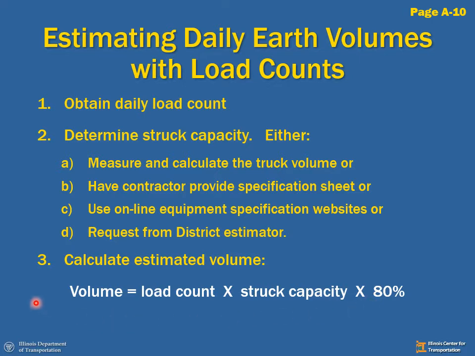You can find this information on page A10 in the DOT guide. We're going to use a specific capacity, struck capacity. A couple of ways we can find the struck capacity of our equipment. We can measure and calculate the volume of that piece of equipment by taking our tape and measuring 3 dimensions and calculating a volume. We could have the contractor provide a specification sheet, such as from Equipment Watch. There are many online equipment specification websites, or we can try to request it from the district estimator.